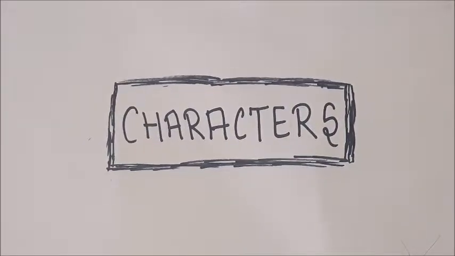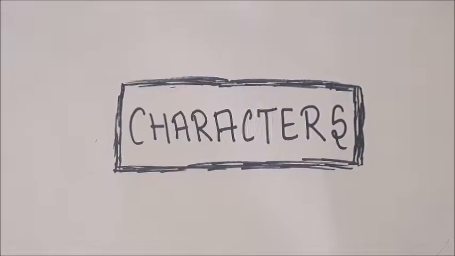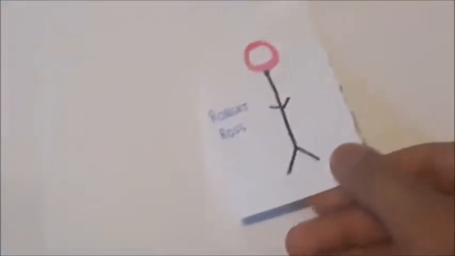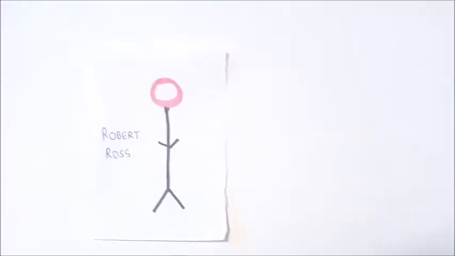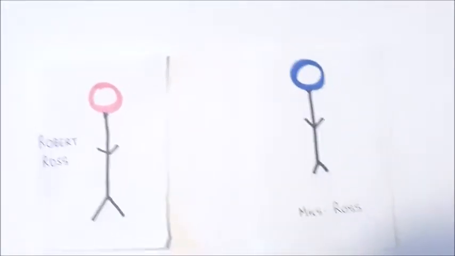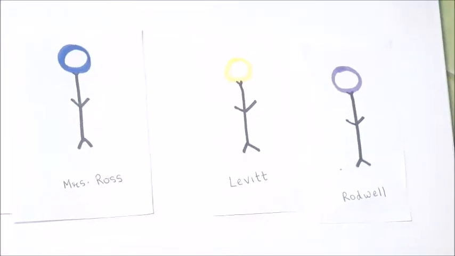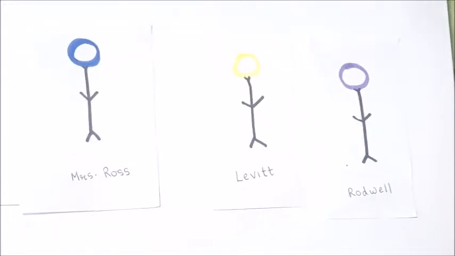Firstly, let's introduce the characters in this part, as there are 4 major role players who have significant contributions. Starting with the main character of the novel, Robert Ross. Besides Robert, this is his mother, Mrs. Ross, who also plays an important role in this part. And lastly, these are the 2 troopmates of Robert in the World War itself, Levitt and Rodwell.